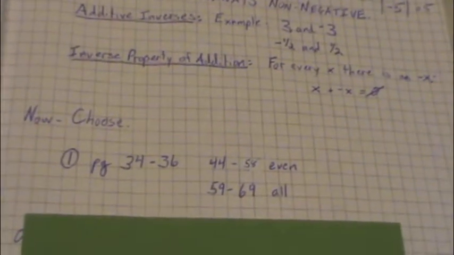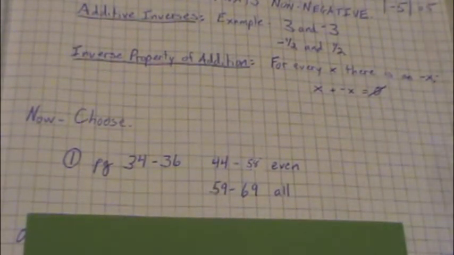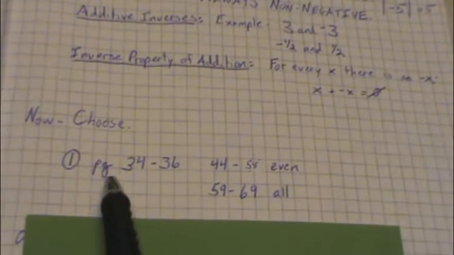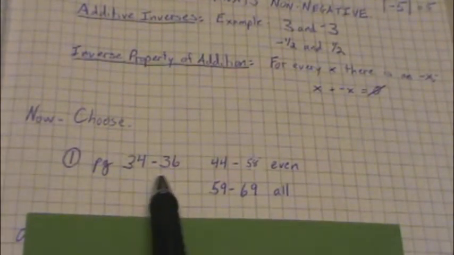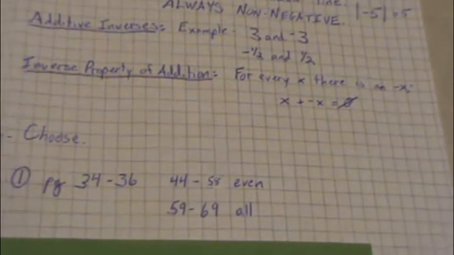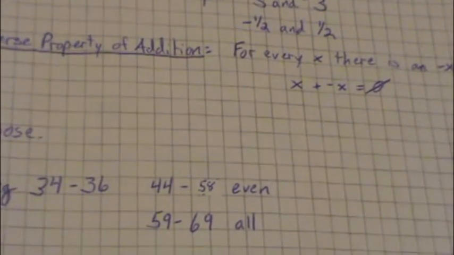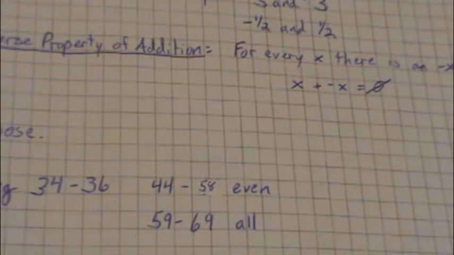go ahead and do this. Skip the rest of the video. Go to page 34 to 36 in your book. Do 48 to 58 even. Do 59 to 69 all. And you are done with this video.